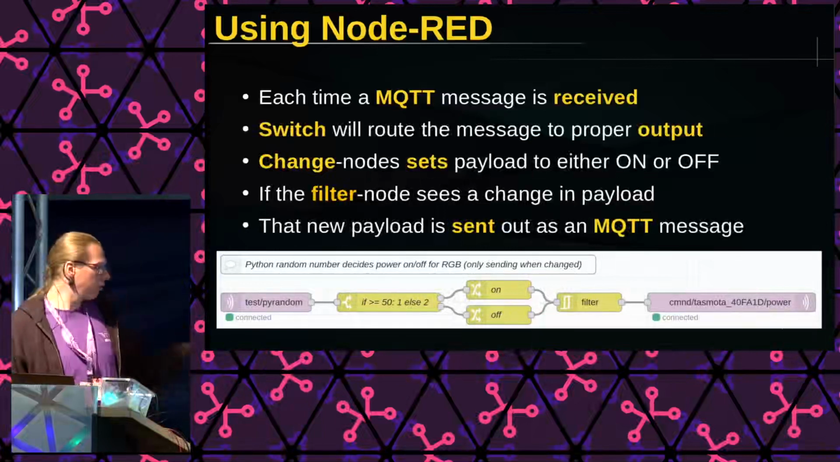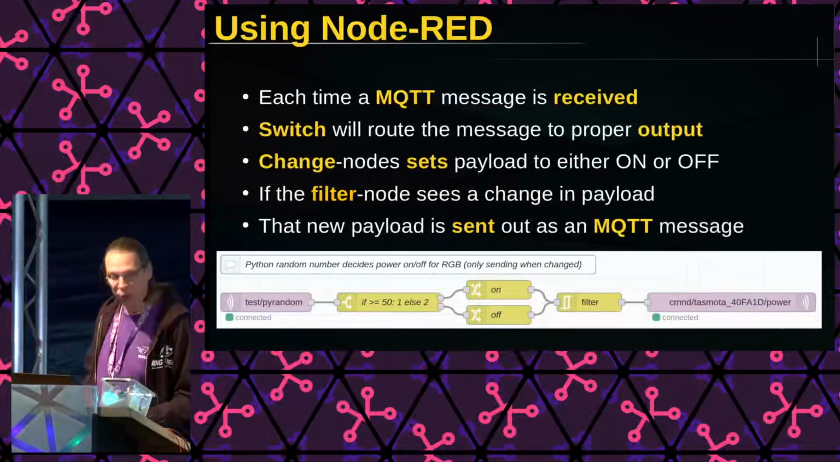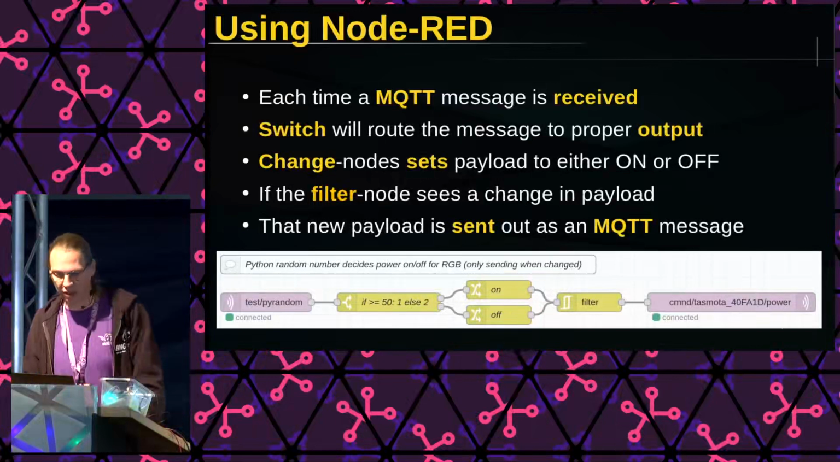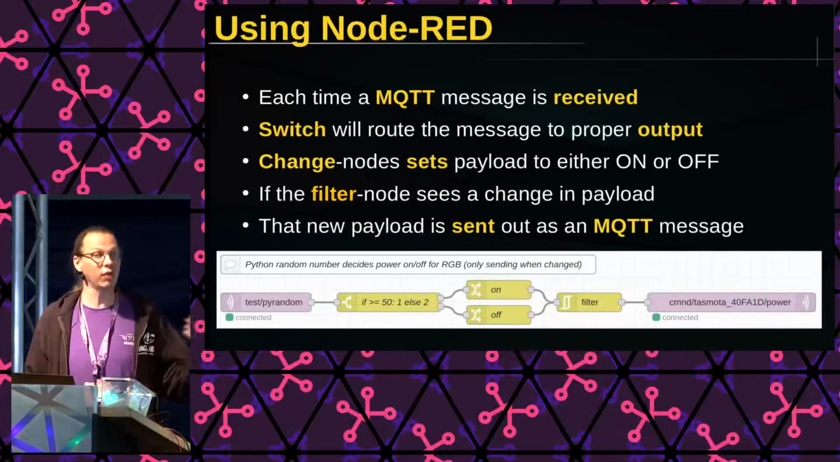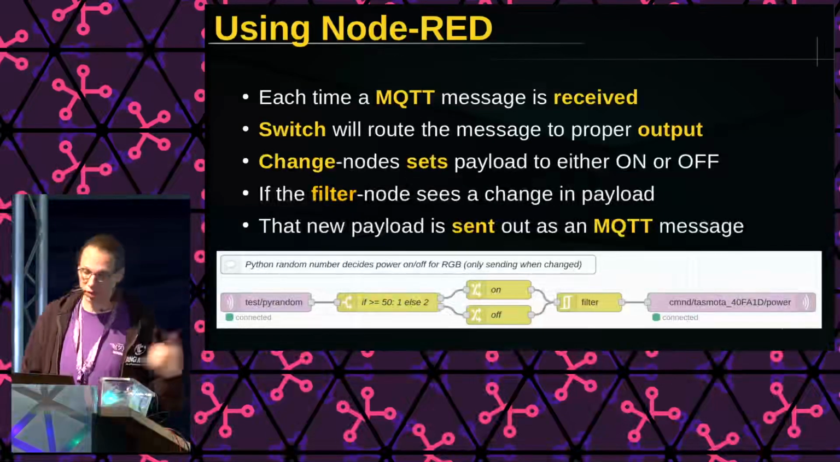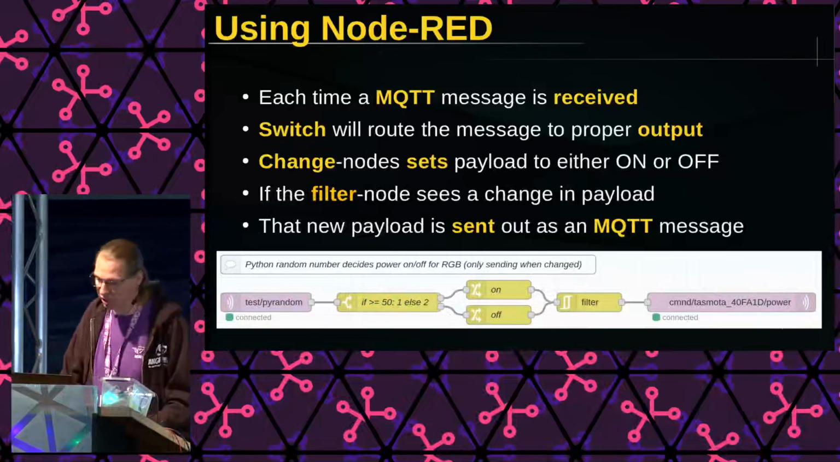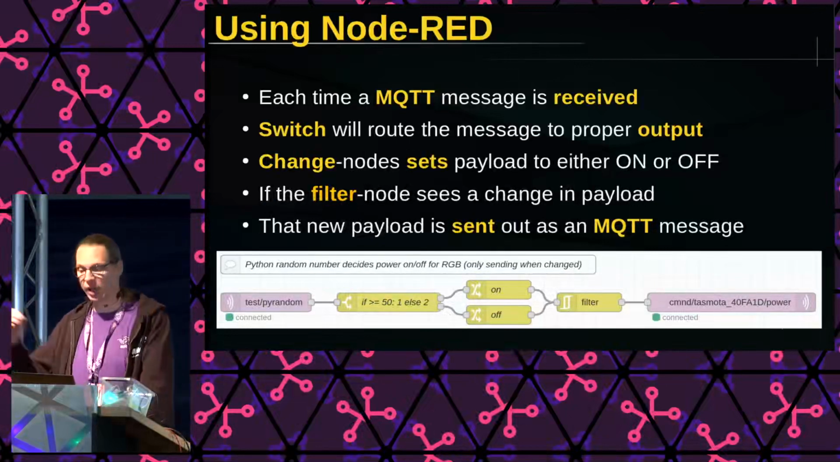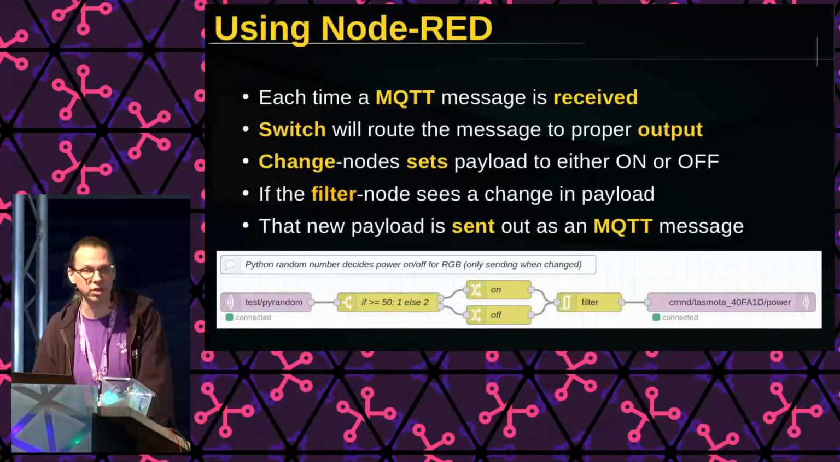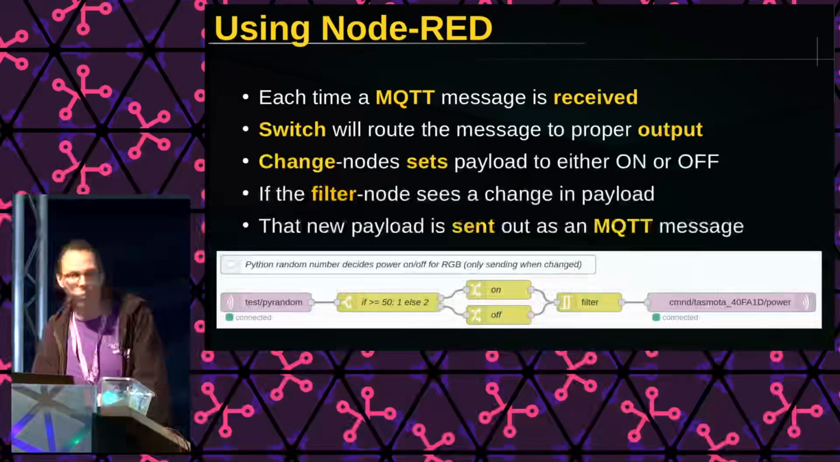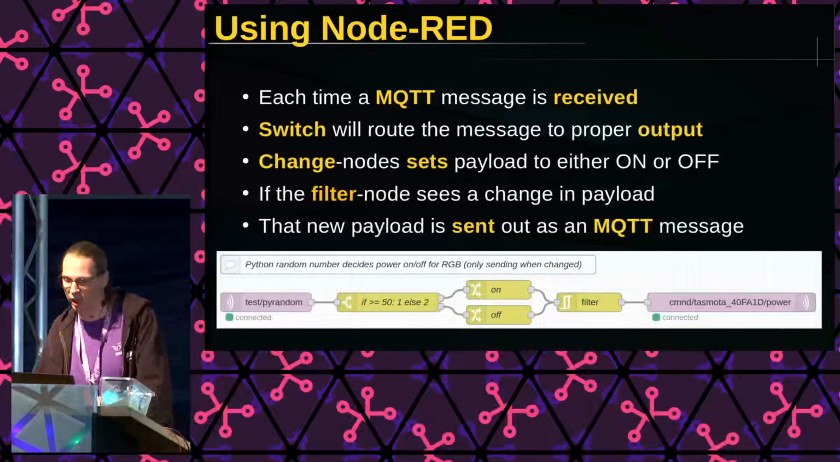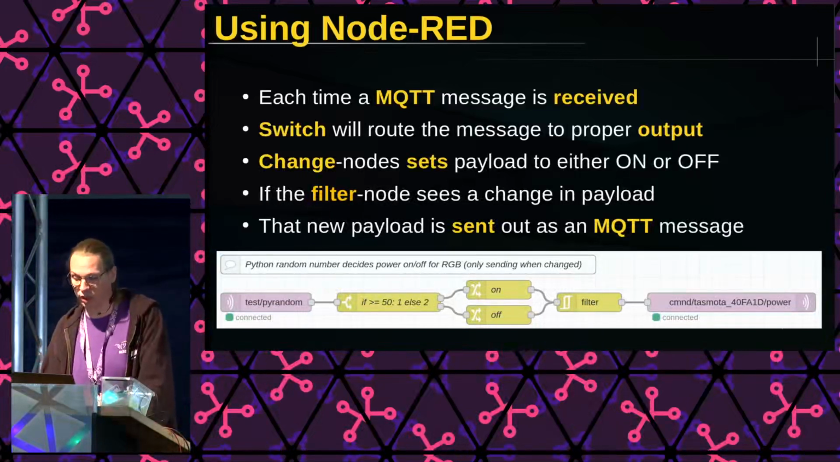In this case, we have on the left an MQTT input node. This listens to a topic, so it subscribes to a topic just like we did in the first demo. If a message is received, it will pass on the payload and the topic to the next node, which in this case is a switch node. It has one input and two outputs, and it'll check whether the payload is more or less than 50.